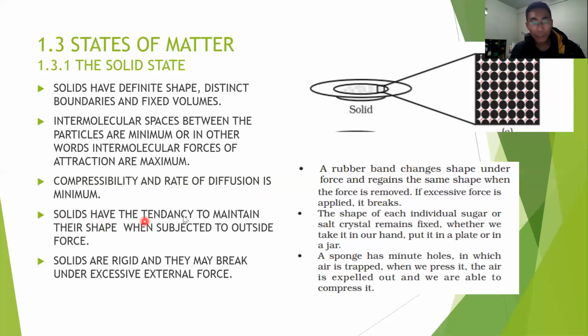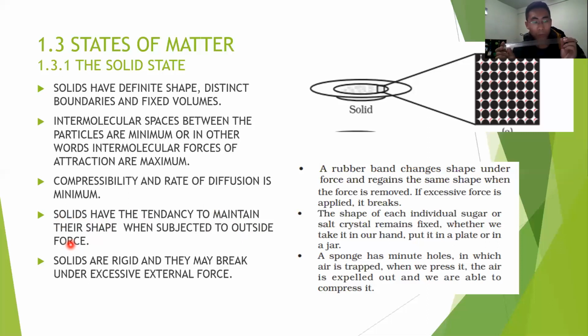Then solids have the tendency to maintain their shape when subjected to outside force. Now, for example, let's say I have a scale. Now, if I apply force on this scale, it bends. Now, when it bends, there is a resistance to come back to its original form, right? So that is what it means.